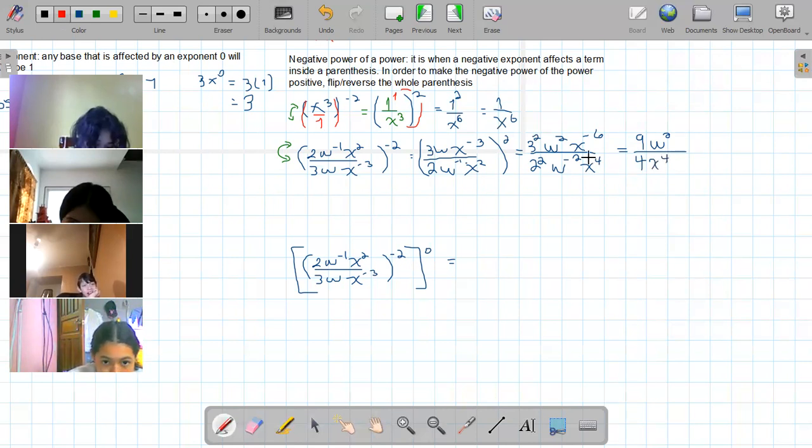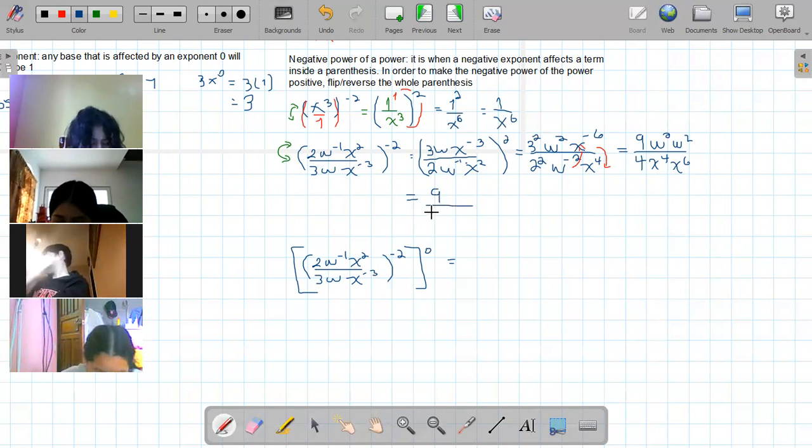Now that I have that, I'm going to look again for the negatives and see to what side I need to move them. So I got x to the negative 6 that needs to go to the denominator. And in the denominator, I have w to the negative square, which has to go to the numerator. So I'm going to have x to the 6th power over here and w to the 2nd power over here. As you can see, the 9 and the 4 cannot be simplified, so I'm just going to copy them, 9 over 4. And I got the same variable w on the same side.